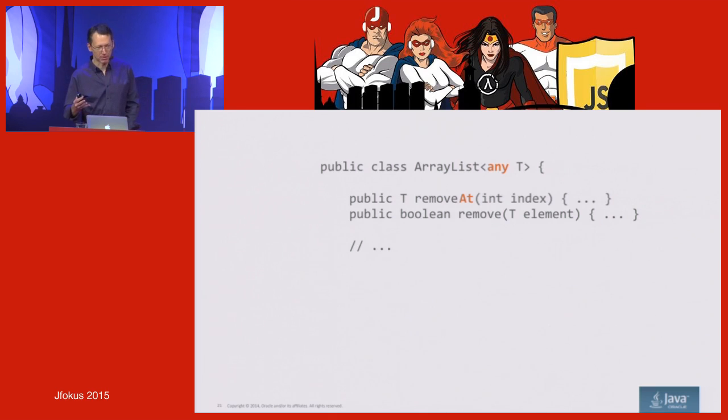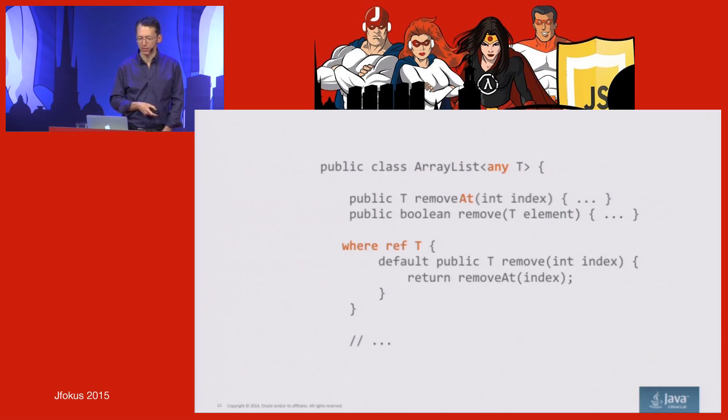But now we have a compatibility problem, because existing code could invoke ArrayList on a reference type, and it expects remove of int index to be there. So what do we do? Well, where ref T to the rescue, in the case of T being a reference type, we can introduce a new default method that will turn around and invoke the removeAt method. But if you've instantiated ArrayList on a value type, then this won't be there. But that's okay, because anything that's using ArrayList on a value type is new code. It won't be old code that expected the remove of int to be the old remove of int.